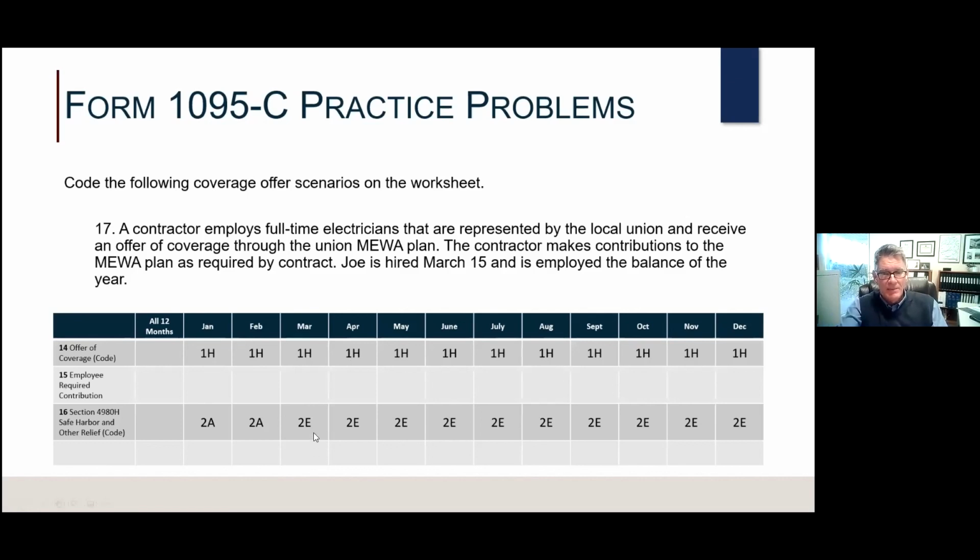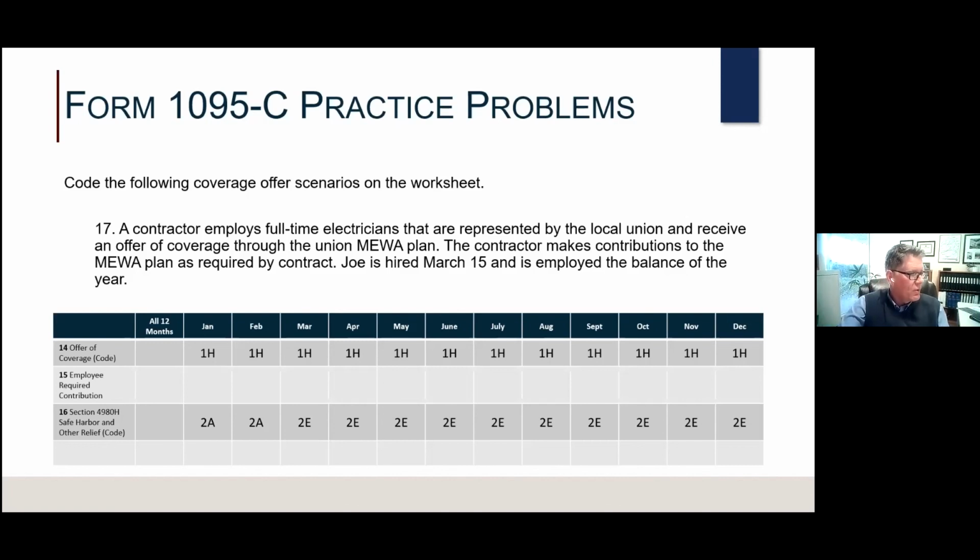Code 2E is a special transition code where union contractors are allowed to take credit for the offer of coverage made by the union as long as a couple of things take place. Number one is that the employee is offered coverage, and number two, that the contractor makes a contribution towards that union plan. And that may be where the $4 question came up, is that contribution to that MEWA plan.